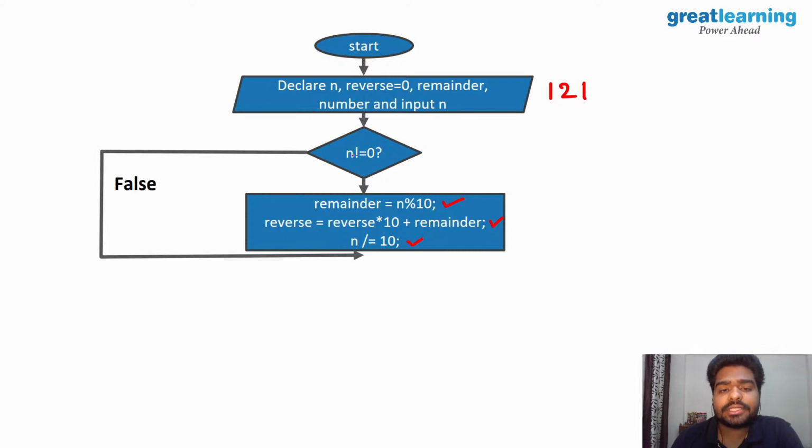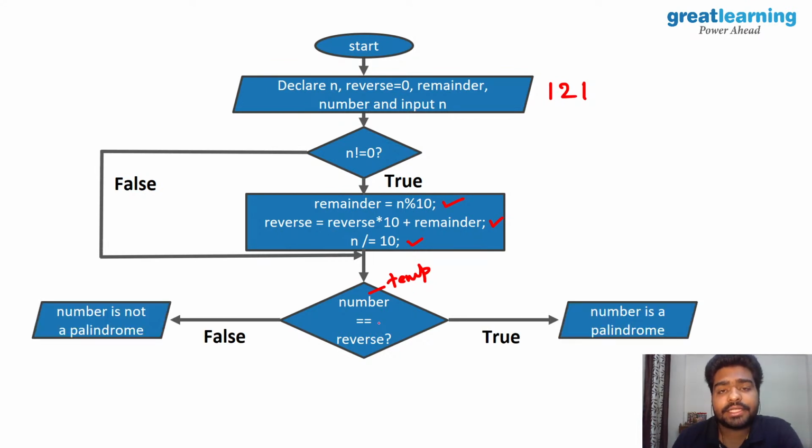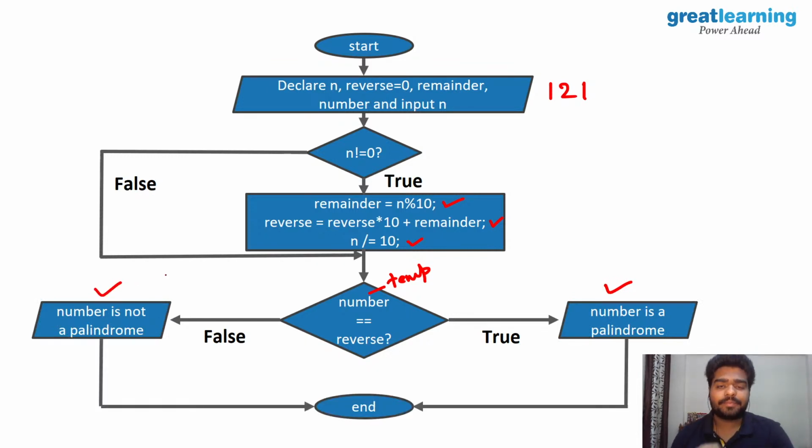And suppose this becomes false, it comes down and goes to this particular condition where we are comparing the number, that means the temp, this is the temporary variable, with the reverse variable. And either it can be true or it can be false, right? So when it is true, it will say number is a palindrome. If it is false, it will say number is not a palindrome, and end.